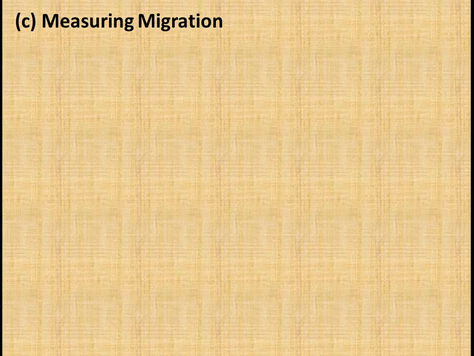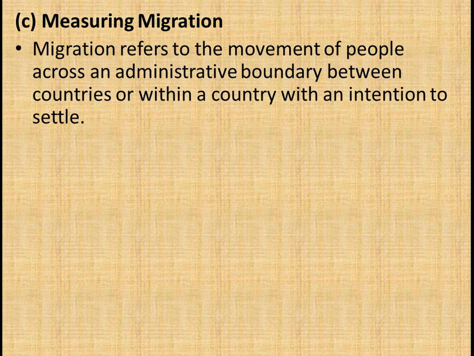Before we go into details of measuring migration, let us define some concepts, starting with migration itself. Migration refers to the movement of people across an administrative boundary between countries or within a country with an intention to settle. The minimum duration of stay is usually 1 year.